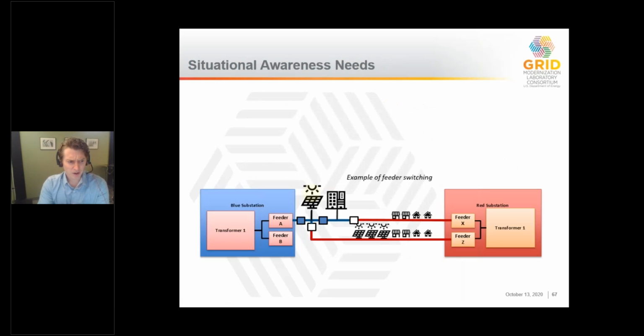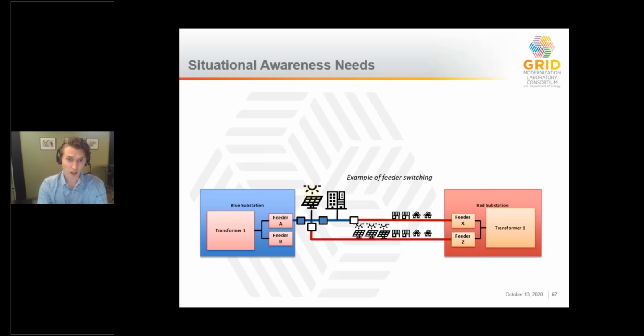And then thinking about the planning and operational needs that arise, situational awareness, at least on the operational side, is a big one. What we're looking at on the screen here is an example of two substations that are connected together through normally open switches. Those are the open white boxes. And as we can see, there's DER on feeders from the blue substation and one from the red substation.